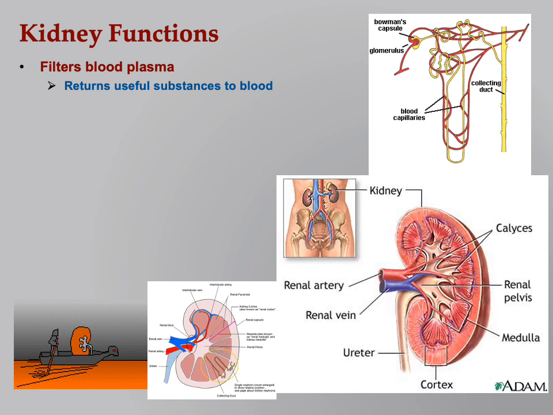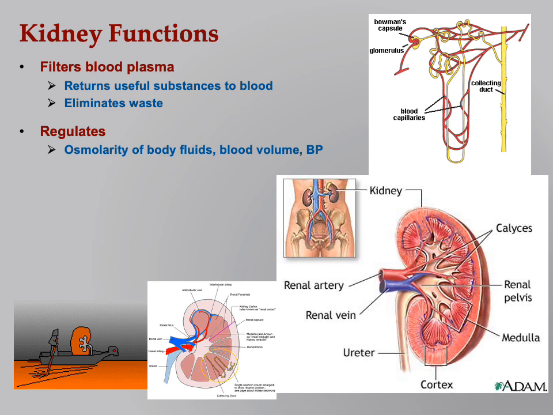It returns useful substances to the blood. Like I said before, it actually takes everything out at first and then puts the good stuff back in. And it eliminates waste. These are waste products that cannot build up in your body. So remember, the respiratory system, we had a waste product there, CO2, that can't build up in your body. It's the respiratory system's job to get rid of that.